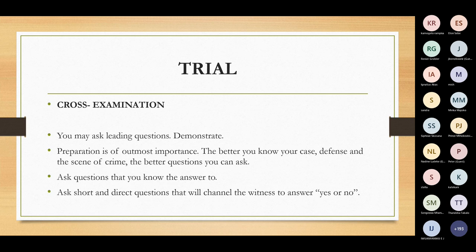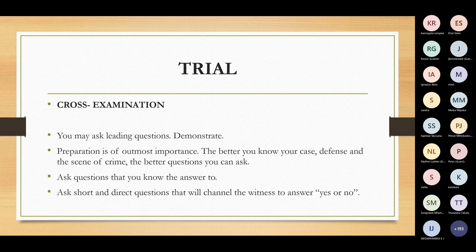I demonstrate by saying, ma'am, you told this court that the accused slapped you with an open hand on your face. You see, that's a leading question. But please, when you do this, preparation is of utmost importance, because the better you know your case, you know what your defense is, you know the scene of the crime, and you may actually have visited the scene.